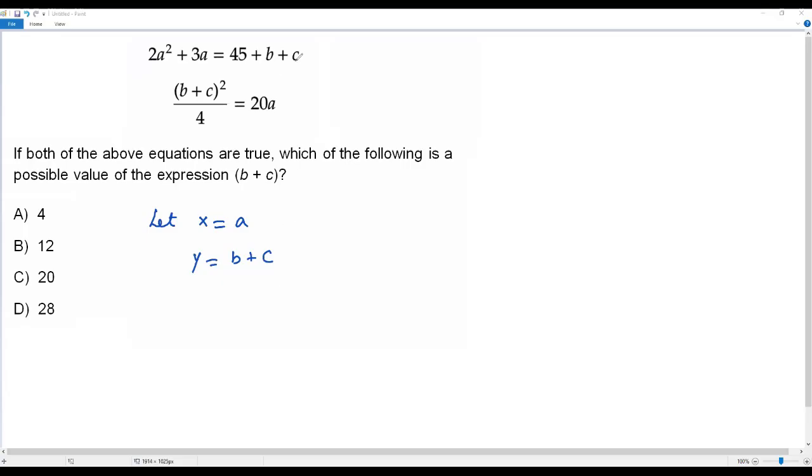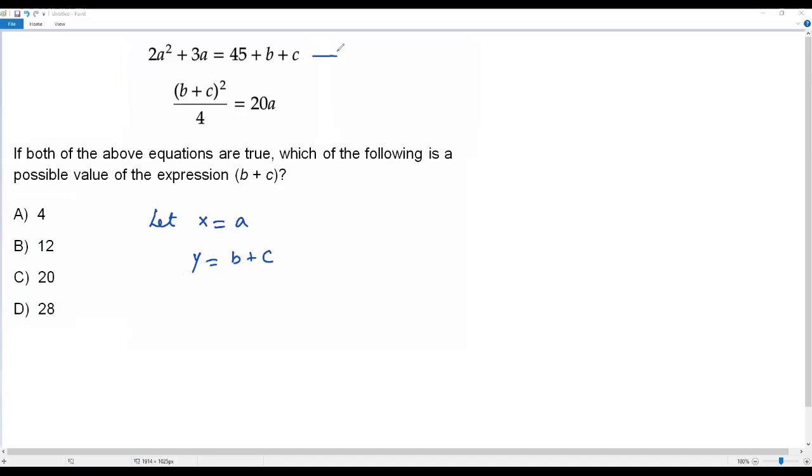Now let me write each equation in terms of x and y. And here you may have a question: why do you have to assign x and y for a and b + c? So that we have the given system in terms of the variables x and y, and I can sketch the graphs for the given equations using Desmos and find the point of intersection. At the point of intersection, I have to consider the y coordinate, which gives the value of y. So that's the value of b + c.